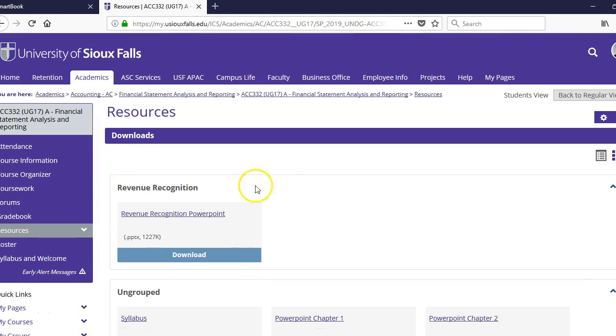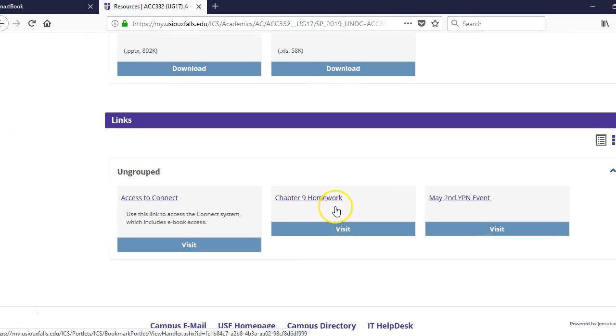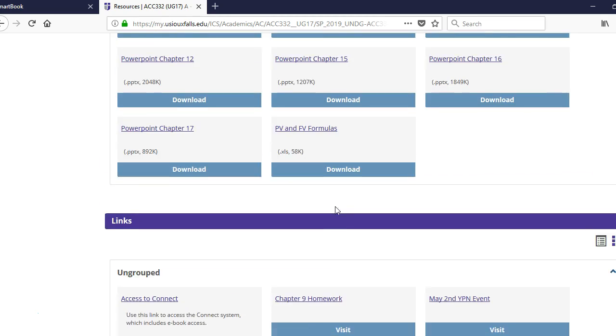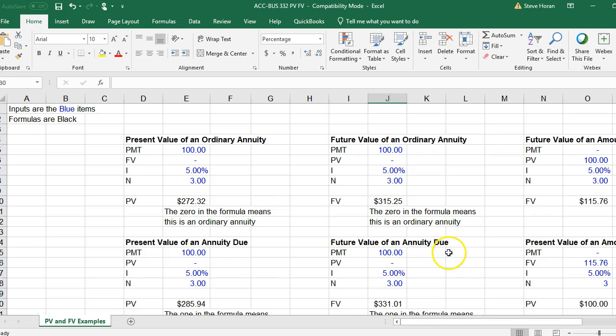So I'm in our class. You're in either ACC 332 or BOS 332. Under both of them, click on Resources, under Resources and Downloads, so Resources, Downloads, and scroll to the very bottom, and then you will find the PV and FV formulas Excel file. And I've got it open right here, and when you open it up, it looks just like this.